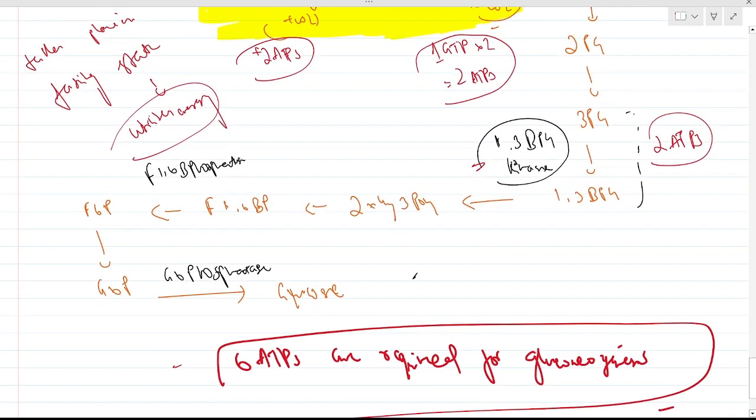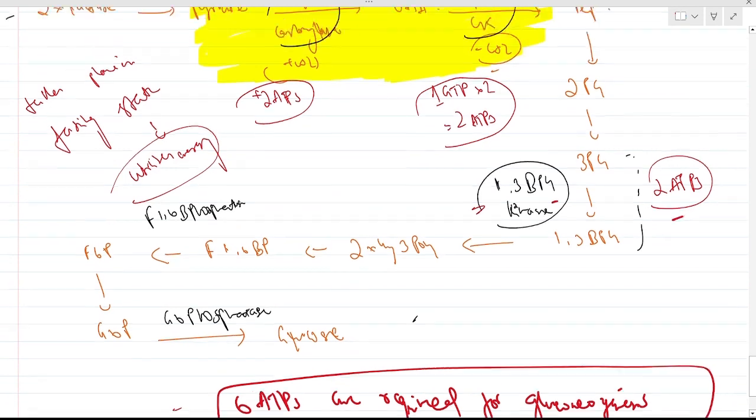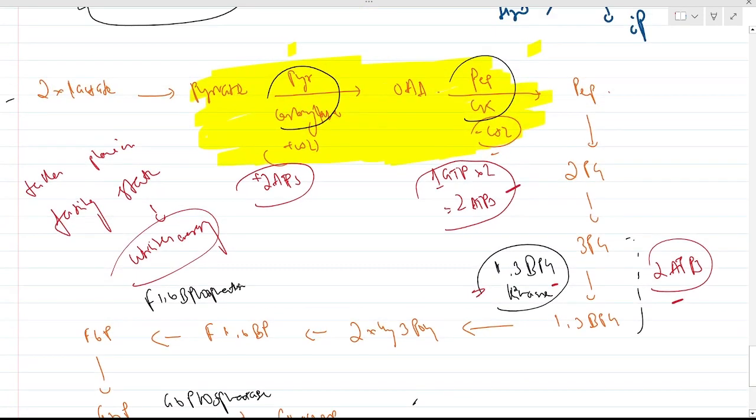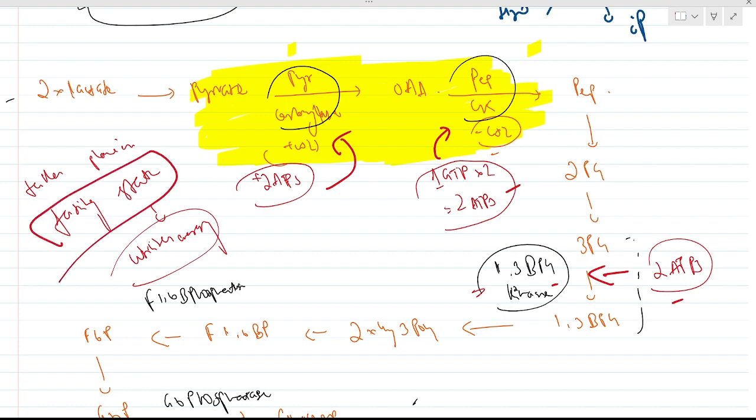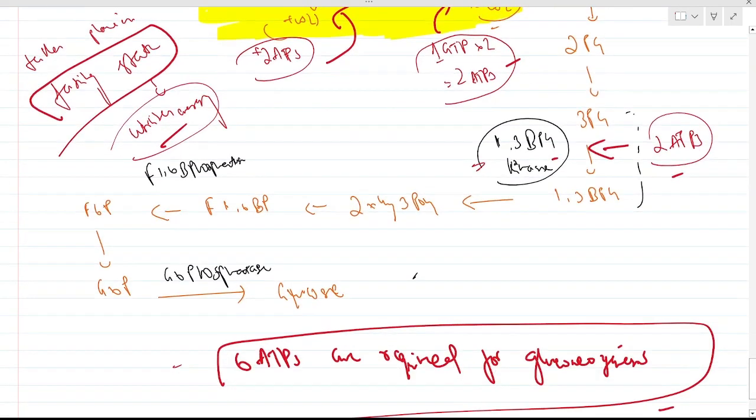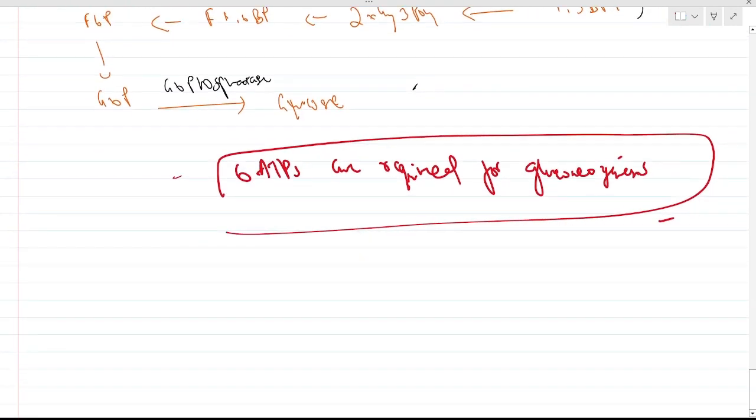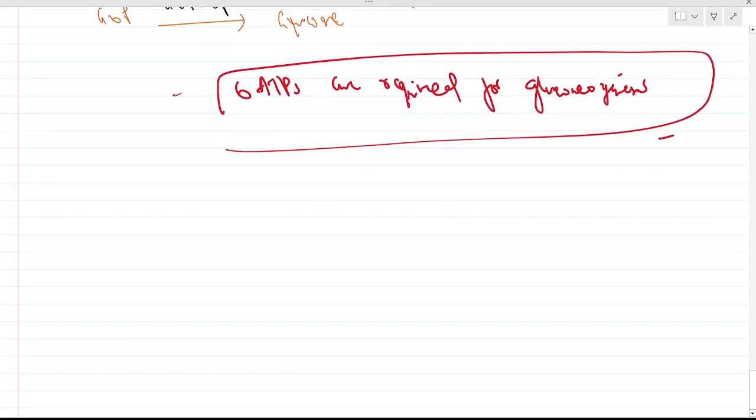For 1,3-BPG kinase 2 ATPs are used. For carboxykinase 2 ATPs are used, and for the carboxylase enzyme 2 ATPs are used. It takes place in a fasting state and utilizes energy. Okay, this is all about our gluconeogenetic steps, the irreversible enzymes, the malate aspartate shuttle, the substrates, the Cori cycle, Cahill cycle. Now moving on, we will see the regulation of gluconeogenesis.